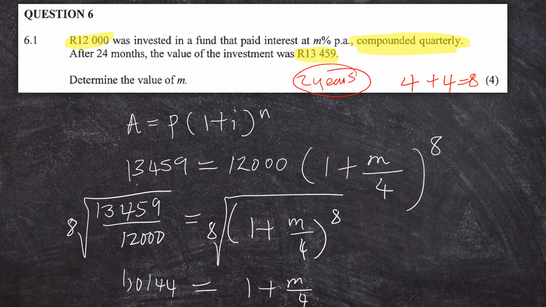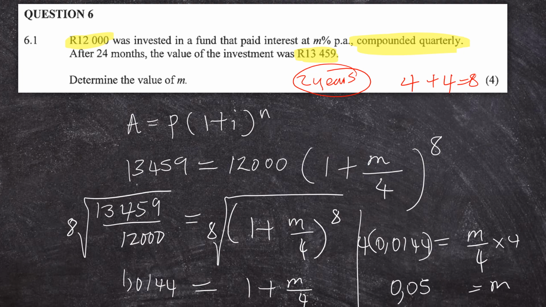We want to solve for M. We're going to transpose 1. We take 1 to the other side to be minus 1. Then we have 0.0144 is equal to M over 4. To solve for M, obviously, we'll multiply by 4 both sides. Okay, so we multiply this by 4. Then when we multiply by 4, we are getting M is equal to 0.0578. Okay, so that is our value of M.